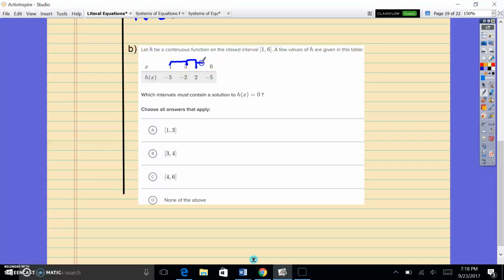And then if you go from 4 to 6, it goes from positive to negative. So again, there's a sign change. So there are 2 possibilities here. It says choose all that apply. I would definitely choose between 3 and 4, and I would definitely choose between 4 and 6. Let me erase that so you can see those values a little better. And that happens because you get a sign change. Now, the other intervals could have potentially had something, but we're not guaranteed.